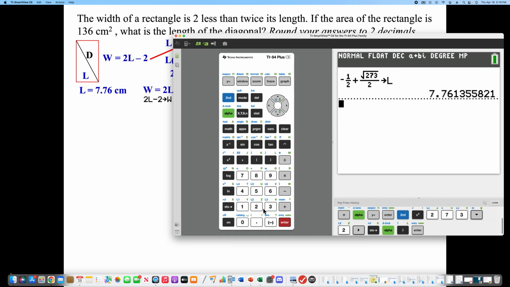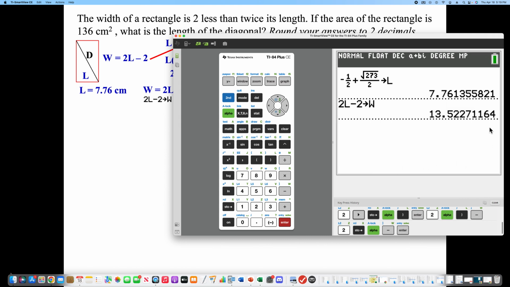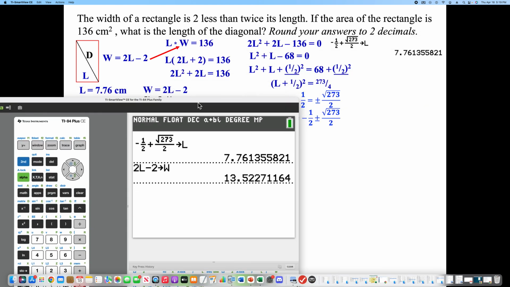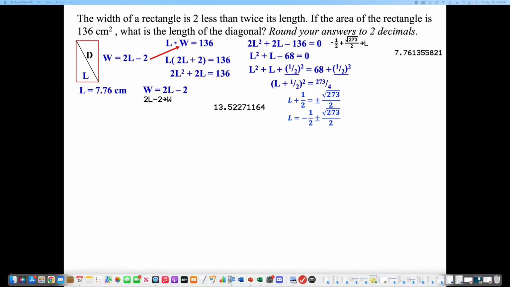So we're going 2 alpha L minus 2, store it, and alpha W. W is above the minus sign. That's going to give us 13.52271164. But again, if they do ask for just the W, we'll round it to 2 decimal places.